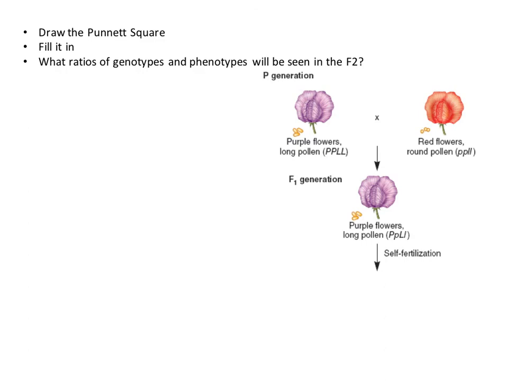Here's a way to practice. This is a cross. Just draw the Punnett square. What happens when that F1 individual selfs? And fill in the Punnett square and figure out the genotype and phenotype ratio. So how many of each genotype in those 16 squares, this will be a 16 square Punnett square, how many of those squares contain the same genotype? And then convert genotypes into phenotypes. How many purple flower long pollen plants? How many purple flower round pollen plants, and so forth? So genotype ratios, phenotype ratios.